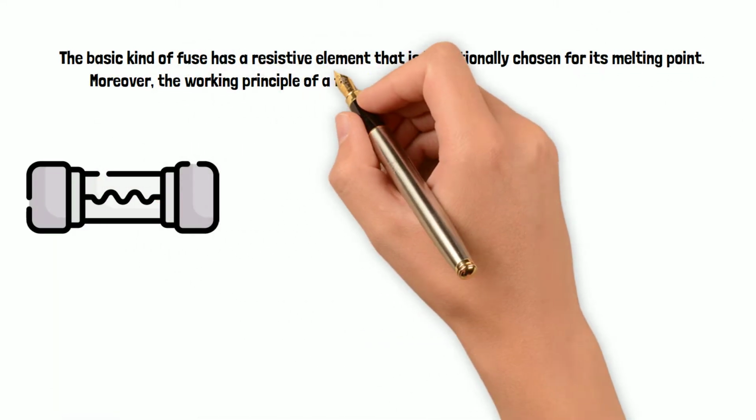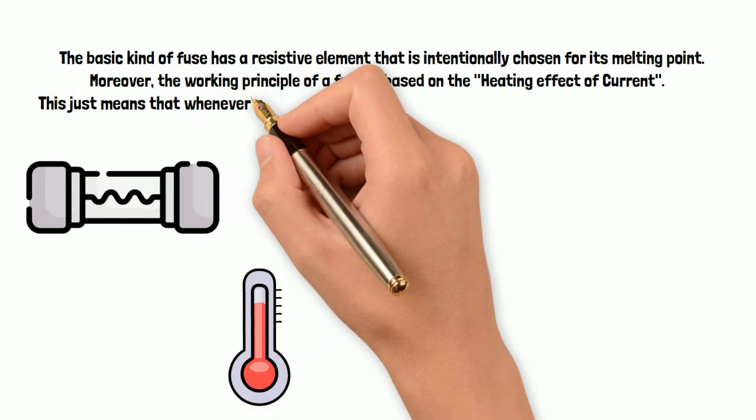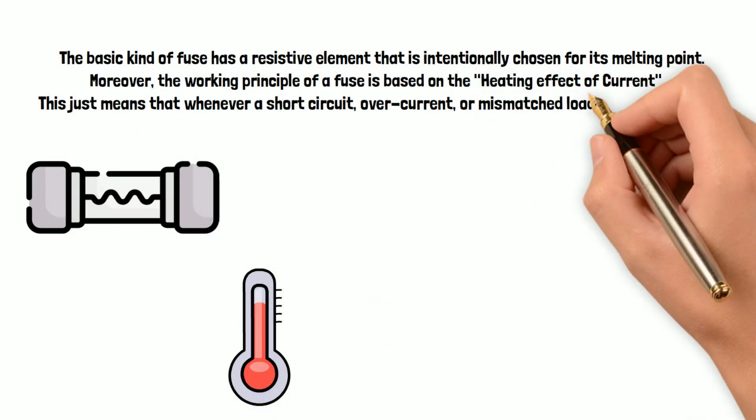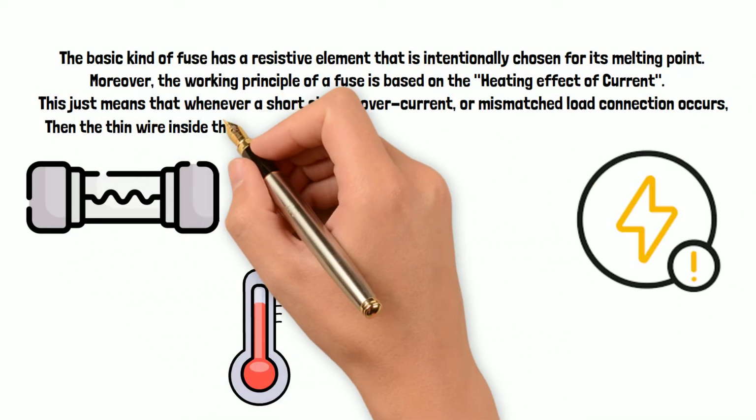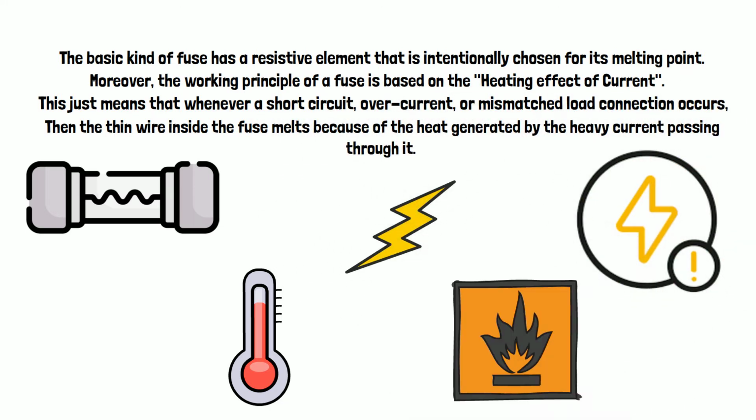Moreover, the working principle of a fuse is based on the heating effect of current. This just means that whenever a short circuit, overcurrent, or mismatched load connection occurs, then the thin wire inside the fuse melts because of the heat generated by the heavy current passing through it.